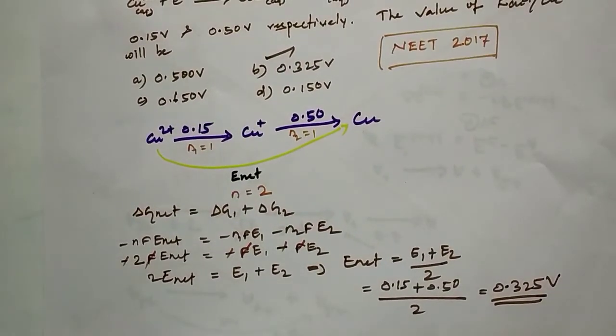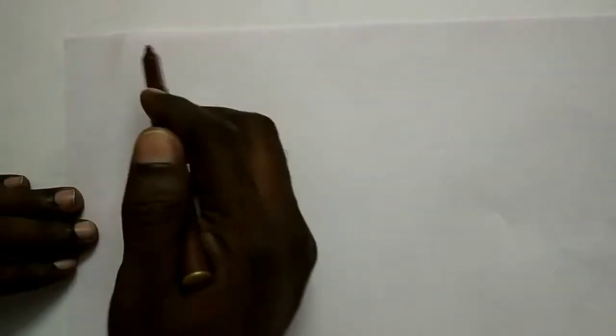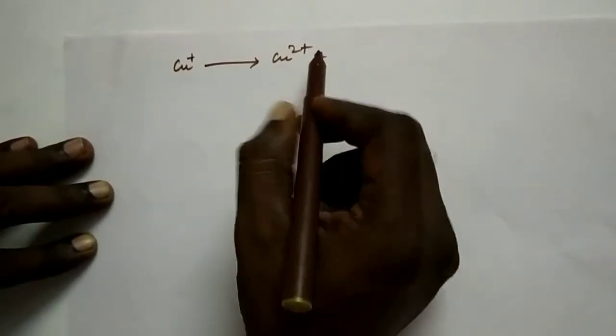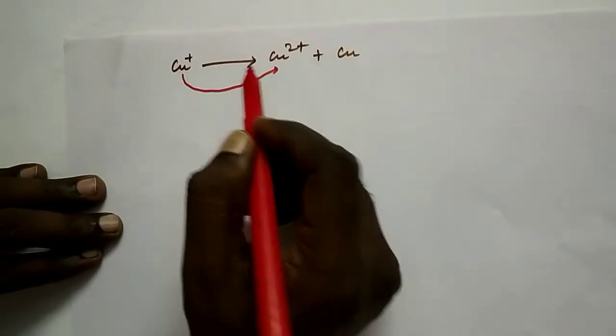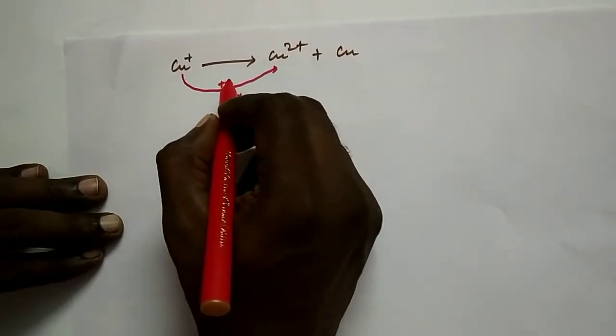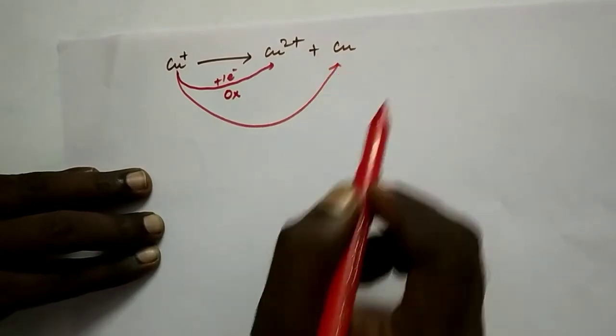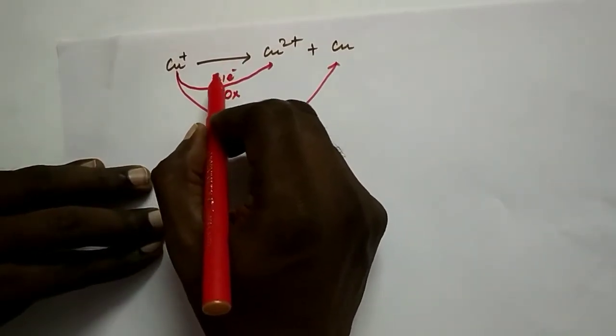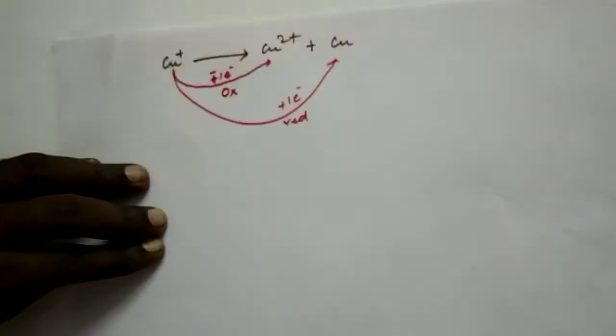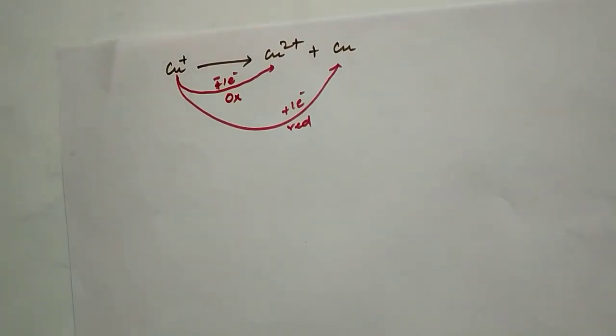And the second application, as I said, is to find out whether a reaction undergoes a disproportionation reaction or not. What is disproportionation? Take for example Cu+ converted into Cu2+ plus Cu. Look at the first, Cu+ to Cu2+. This is oxidation, loss of 1 electron. Look at the second one, Cu+ to Cu. This is reduction, gain of 1 electron. So the same species undergoes oxidation as well as reduction simultaneously. This is called a disproportionation reaction.